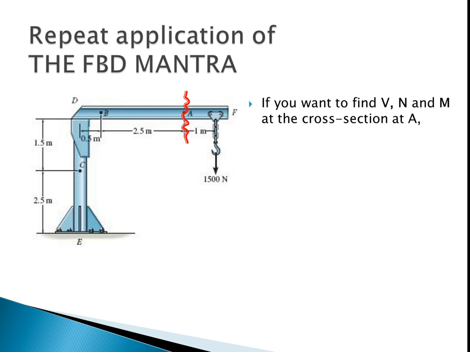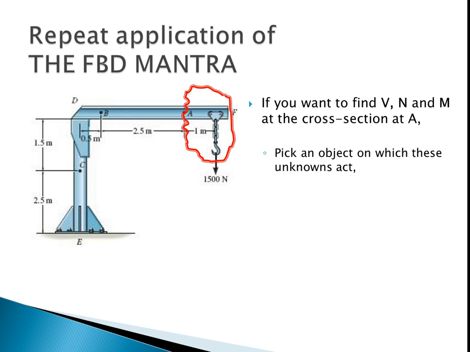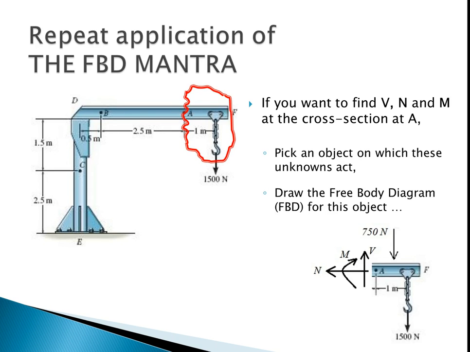So, if you want to find V, N, and M at the cross section at A, pick an object on which these unknowns act. Draw the FBD for this object. Then go ahead and solve for these unknowns. In subsequent workshops, the students and I keep repeating the FBD mantra at least once in different problem contexts.